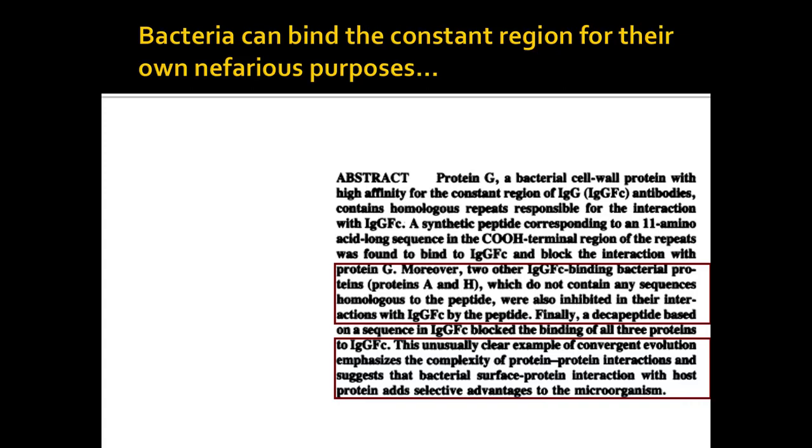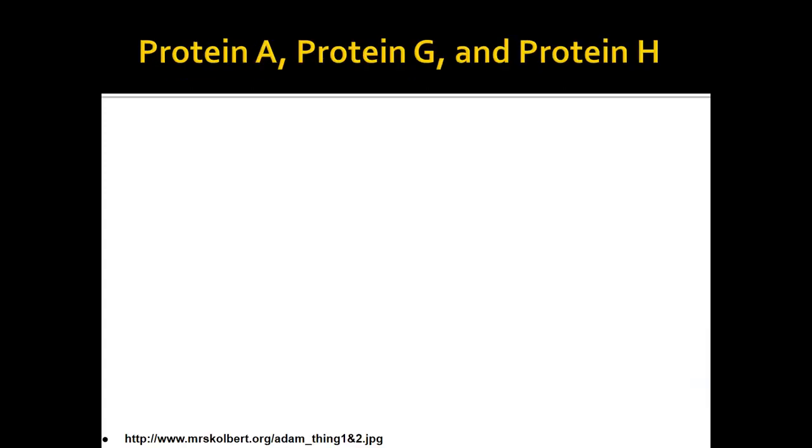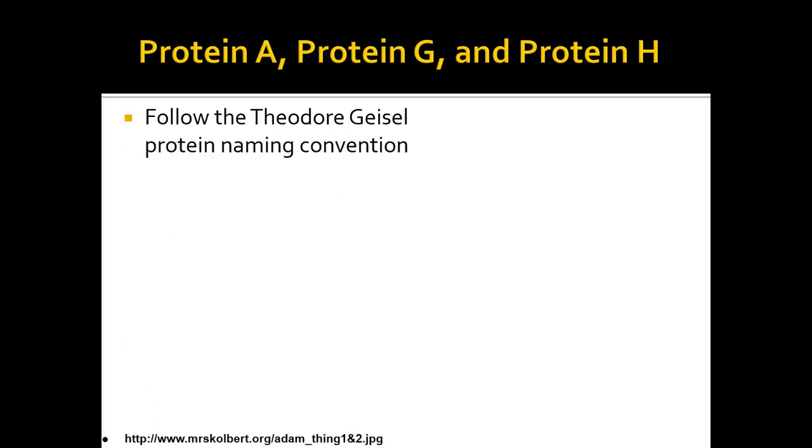This is an unusually clear example of convergent evolution. And so that's another reason I'm interested in it. I think convergent evolution is pretty cool, and I want to know how it works. And here we have very different proteins that converge on their function. Their function is to bind the Fc region, and more specifically to block the immune system binding to it possibly as well. So we have protein A, protein G, and protein H. They're all different proteins with different sequences.